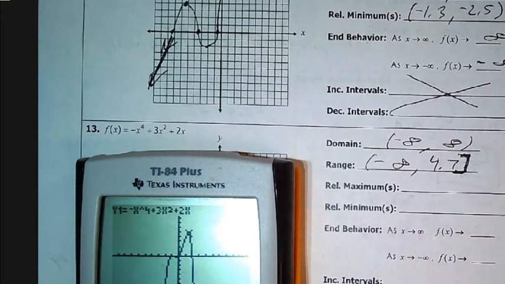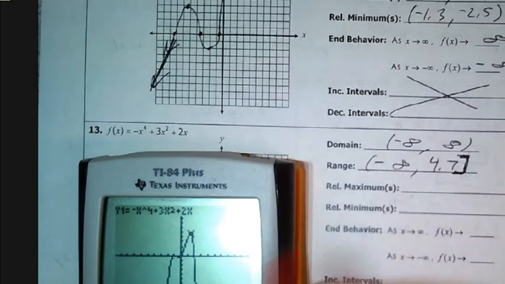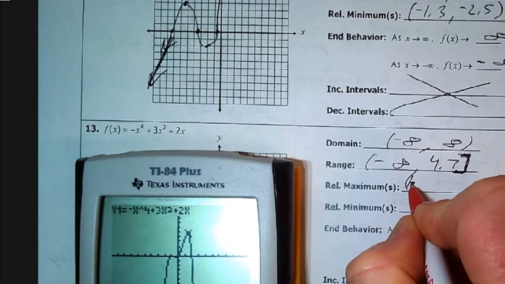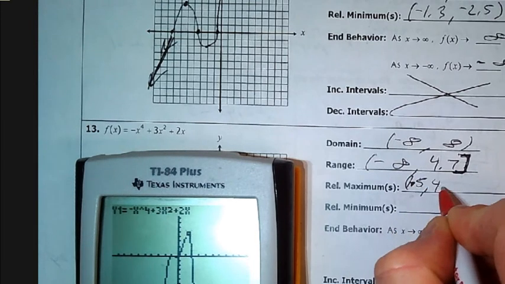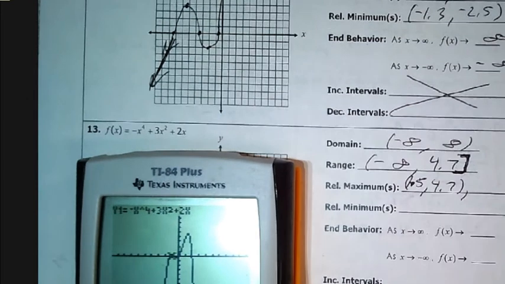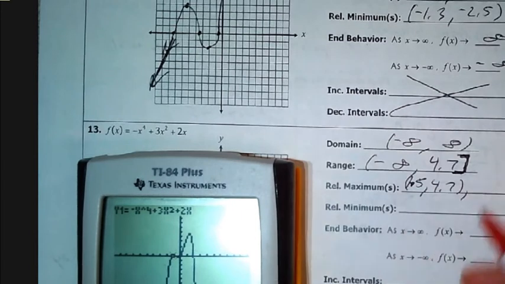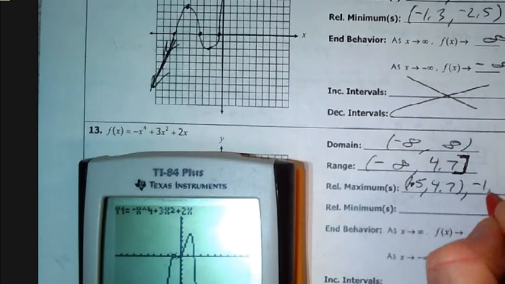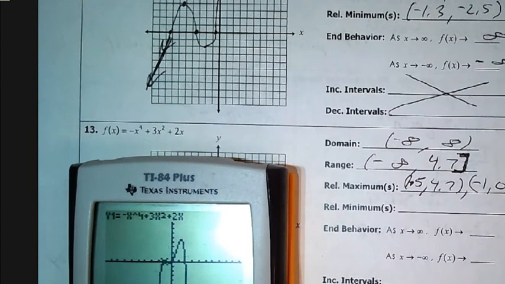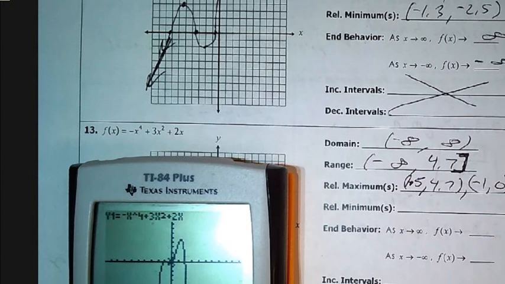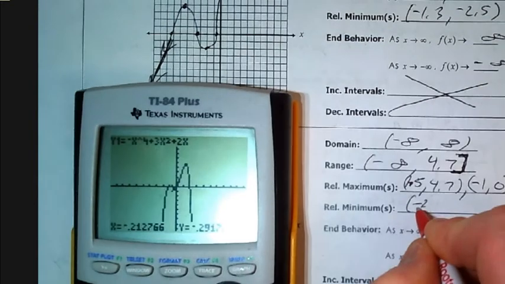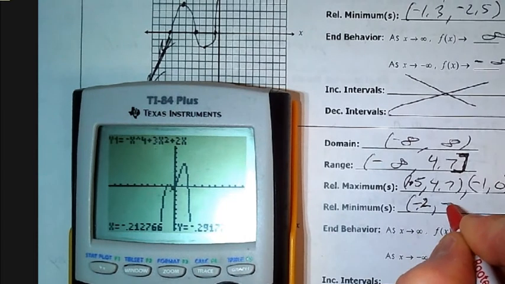One of the maximums is whatever these coordinates are, and they are positive 1.5, comma 4.7, and then the other one is over here where it hits the graph, and we saw that was, I'm just going to say negative 1, 0, because we know it bounces right there. And then the minimum is down here, and it's approximately negative 0.2, comma negative 0.3.